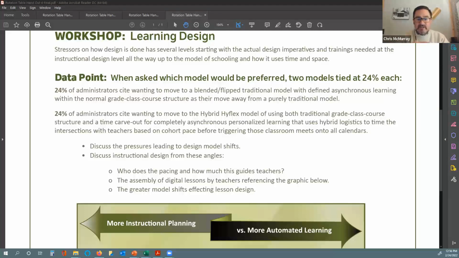And so there's actually some data here, right? We're talking about 20% of administrators citing wanting to move to a blended or flipped traditional model with a defined asynchronous learning within the normal grade class course structure as they move away from purely traditional, right? That's a stair step. And then we've got an equal number wanting to move to the hybrid HyFlex model, right? Of using both traditional grade class course structure and sort of the asynchronous, more flexible type of structure with the hybrid logistics that Leilani was talking about, and some of those other pathway types of things.